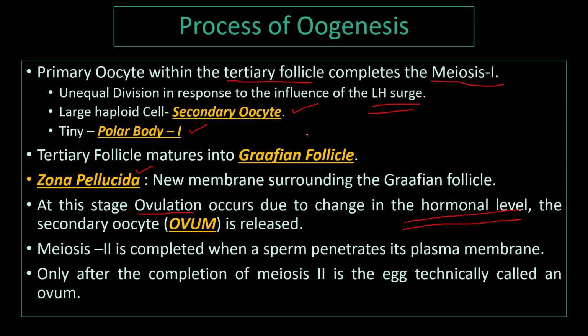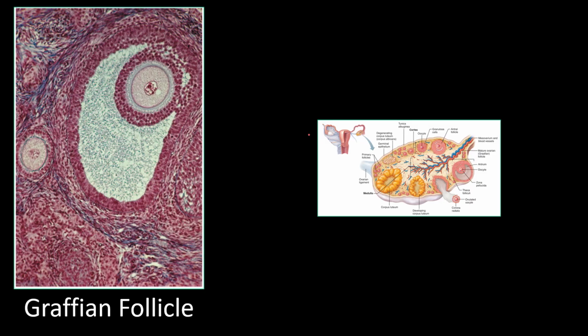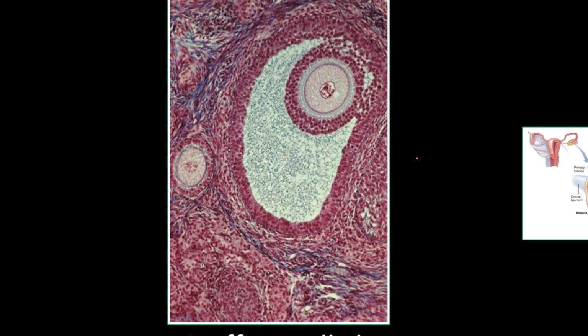Now the meiosis 2 is completed when a sperm penetrates its plasma membrane. Remember, till now what has happened? The secondary oocyte has completed only the meiosis 1. There is no meiosis 2 as of now. So that is going to be completed only when a sperm penetrates its plasma membrane. And only after the completion of meiosis 2 is the egg technically called an ovum. So we are using the word ovum loosely, but it should actually be used only after the completion of meiosis 2. Now let us have a look at the Graafian follicle under a microscope.